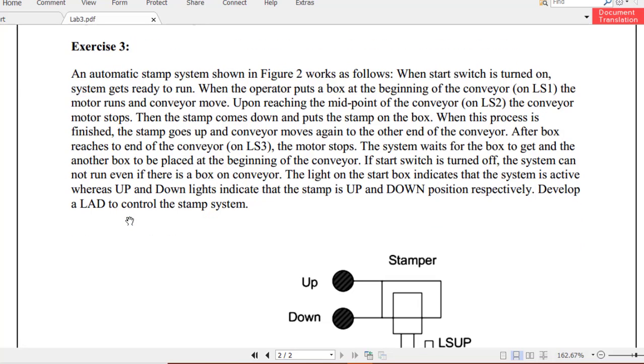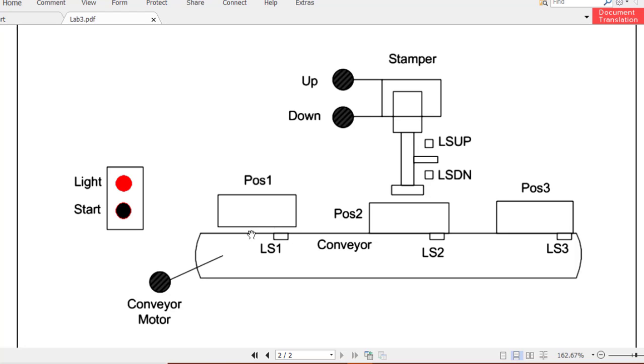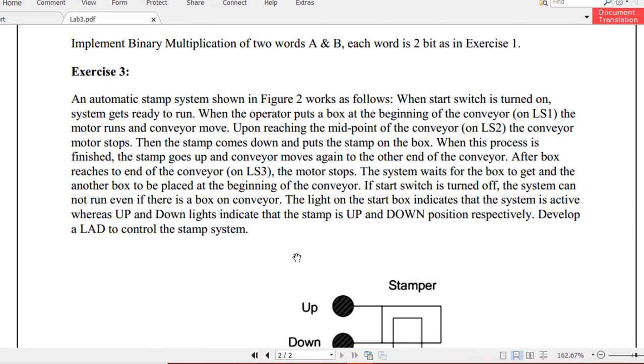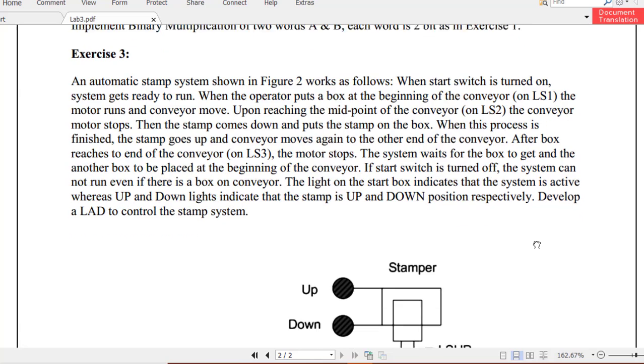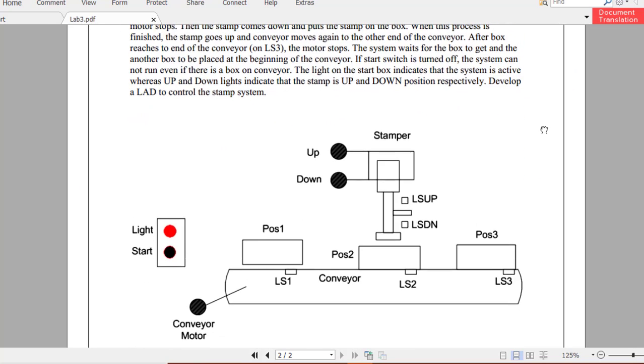Now exercise 3 says an automatic stamp shown in figure 2 works as follows. When the start switch is turned on, the system gets ready to run. When the operator puts a box at the beginning of the conveyor on LS1, we have LS1 over here, the motor runs and the conveyor moves. Upon reaching the midpoint of the conveyor, I guess if I can move it to a single screen, that would be better to understand for you guys.